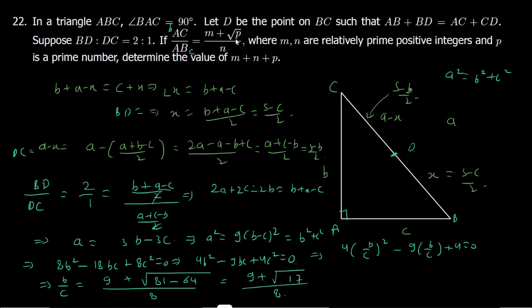Now we got the value of m, p and n. So if you find the sum, m plus n plus p, it will be m is 9, plus n is 8, plus p is 17, which is 34. This was a relatively doable and easy question of geometry in the 5 marker questions.